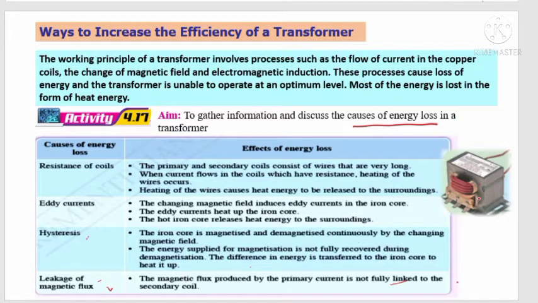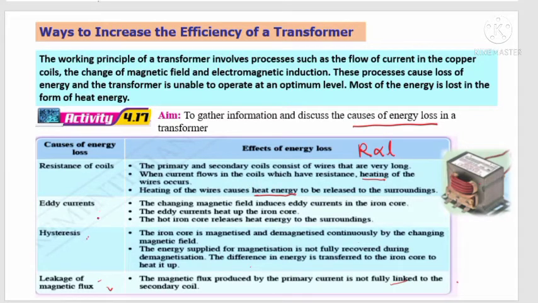As you can see, the coil uses very long wire. The primary and secondary coils consist of wires that are very long. As we discussed before, resistance is directly proportional to the length of the wire. So when the wire is very long, the resistance is very high. So when current flows in a coil which has resistance, heating of the wires occurs. Heating will cause heat energy to be released. So this heat energy is wasted energy.